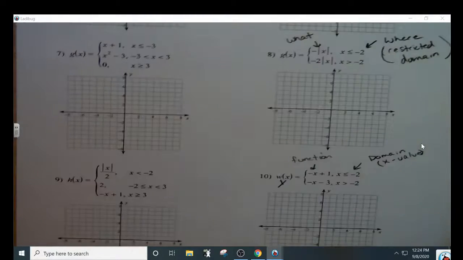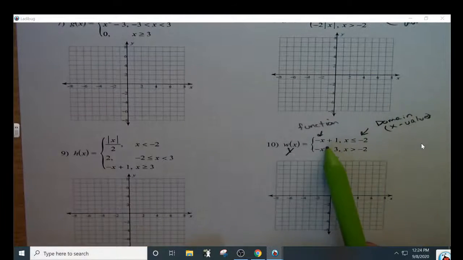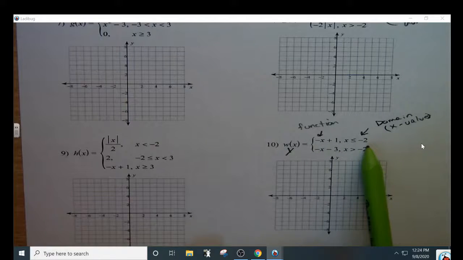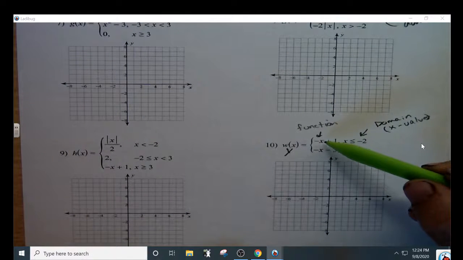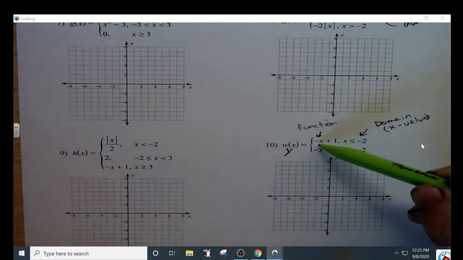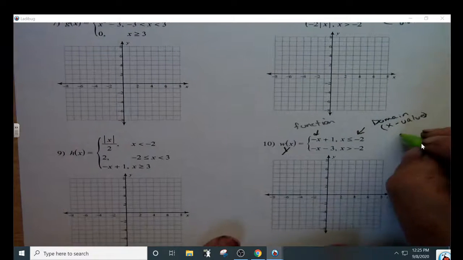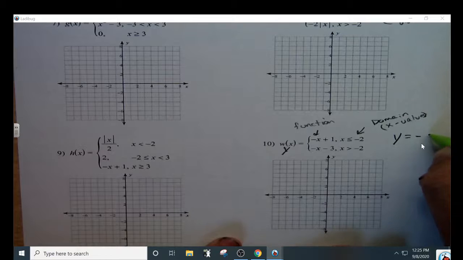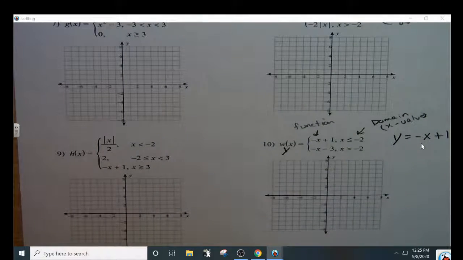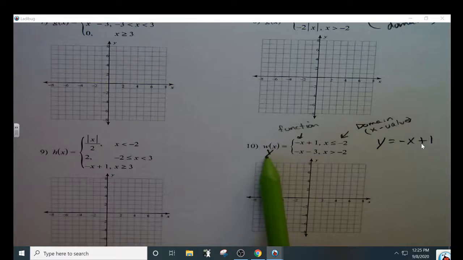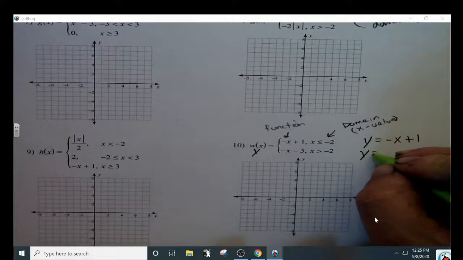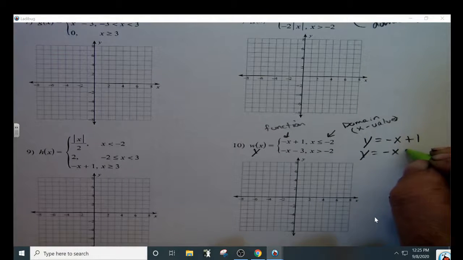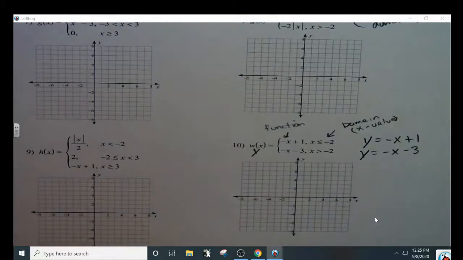All right, so let's look at this. Remember, guys, this is what we're graphing. This is where we're graphing. It says what it wants us to graph is the line y equals negative x plus 1. So our first thing we're going to graph is y equals negative x plus 1. Remember, guys, w of x is just y. The other thing it wants you to graph is y equals negative x minus 3. That's the two things it wants you to graph. So you're going to have two functions on here.